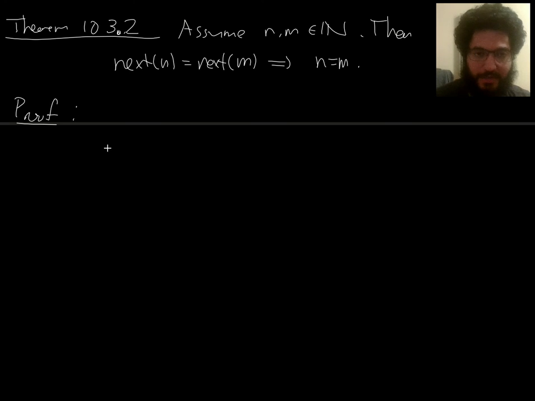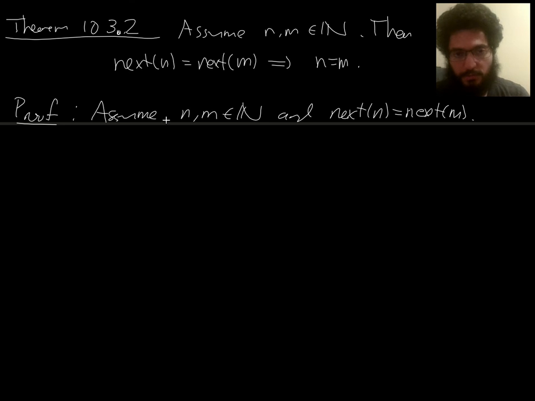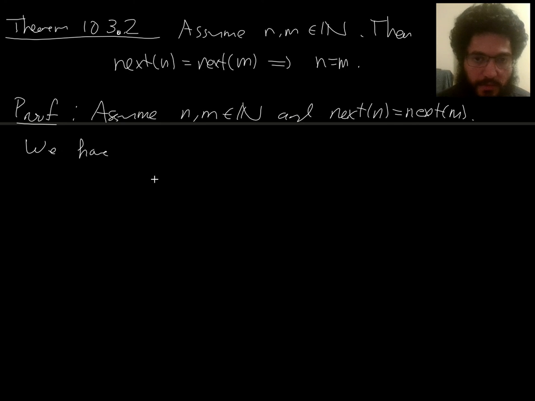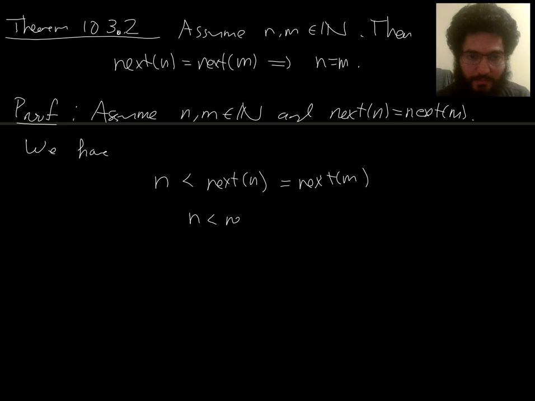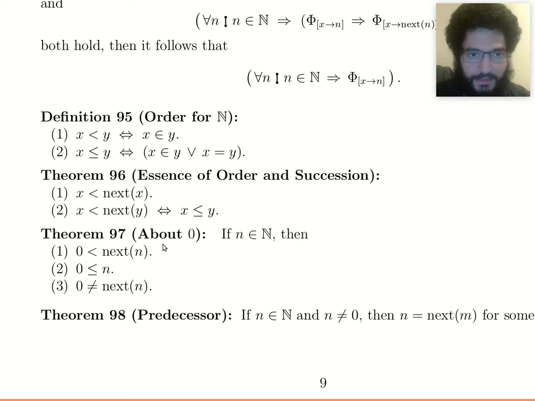Again, this will not actually directly use induction. It's just going to use other things that themselves used induction. So just assume n and m are natural numbers and that their nexts are equal. And then we try to prove that n equals m. So we have n is less than next n, right? Which is equal to next m. So n is less than next m. What I'm using here, by the way, is, I used it before too, just this idea that things are less than their own next.